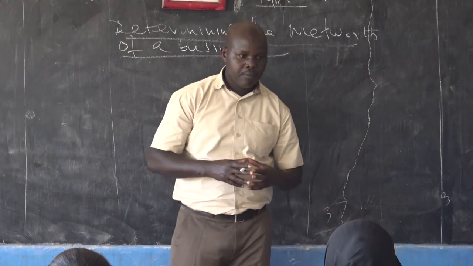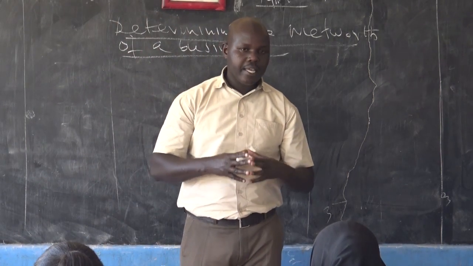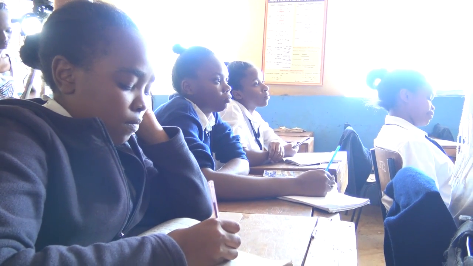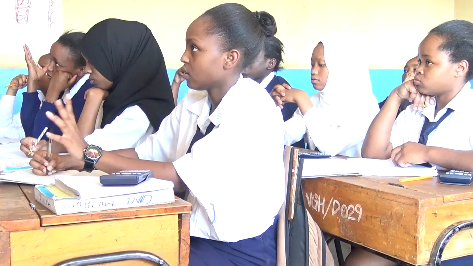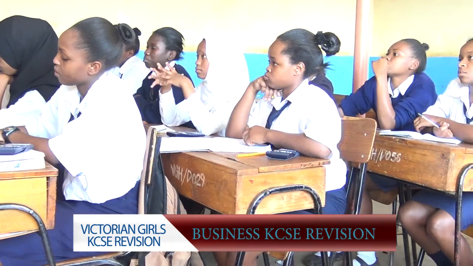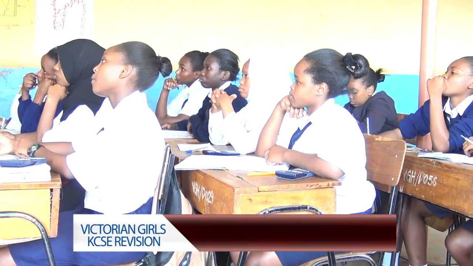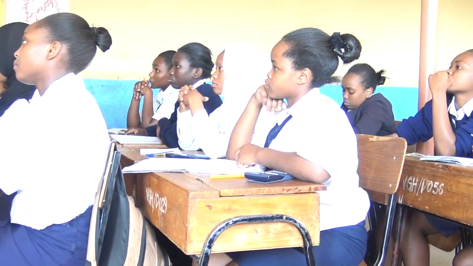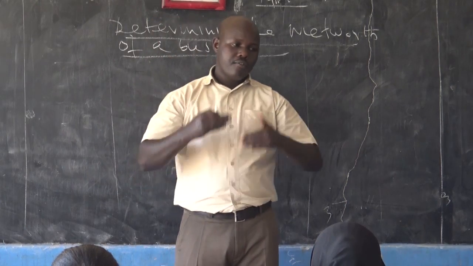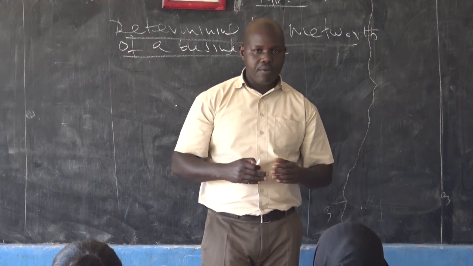In Form 1, when you are introduced to business studies, we say business studies has how many components? Five: one, economics; two, commerce; three, accounting; office practice; and entrepreneurship. Now, this area, we are dealing with accounting. This is where accounting starts. In Form 1 and Form 2, you've not done any accounting. So accounting starts from Form 3.